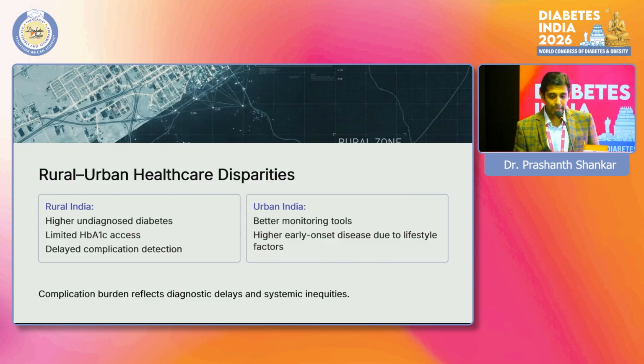There are rural and urban healthcare disparities. In rural India, we have higher undiagnosed diabetes, limited HbA1c access, and delayed complication detection. Whereas in urban India, we have better monitoring tools and higher early onset disease due to lifestyle factors. Still, the diagnosis rate remains low, and the complication rates remain high.